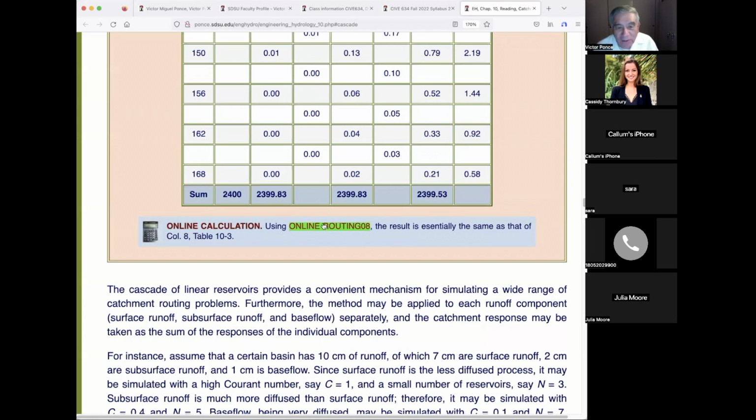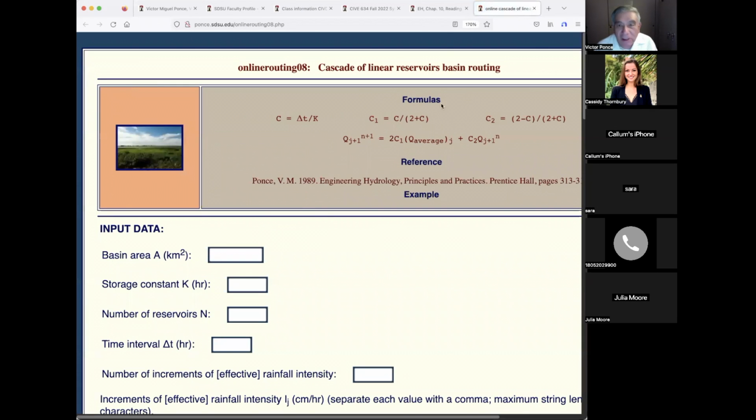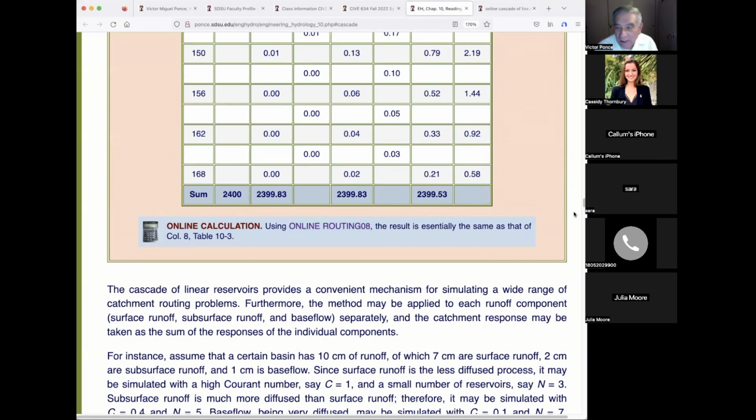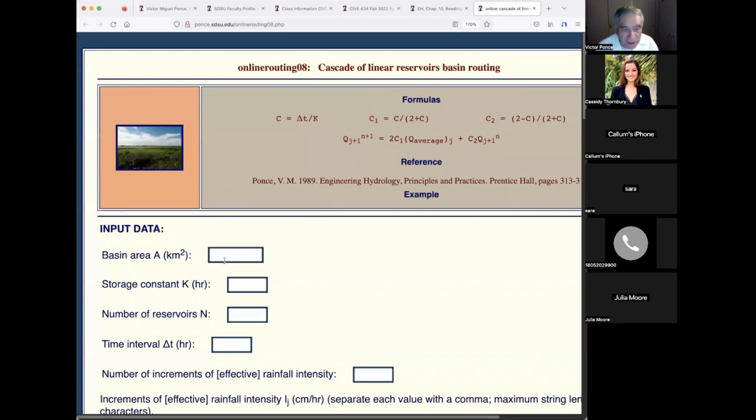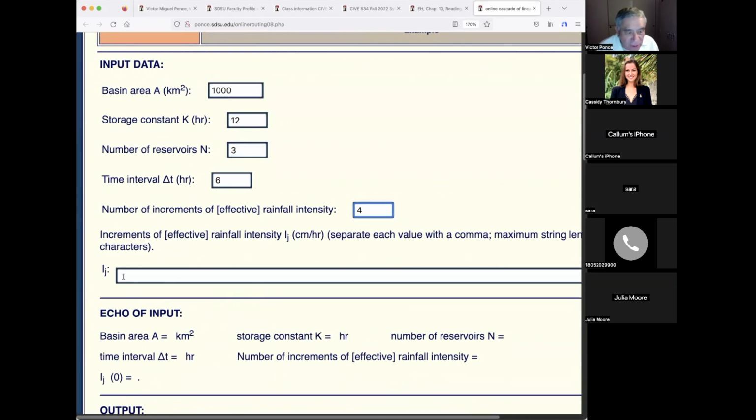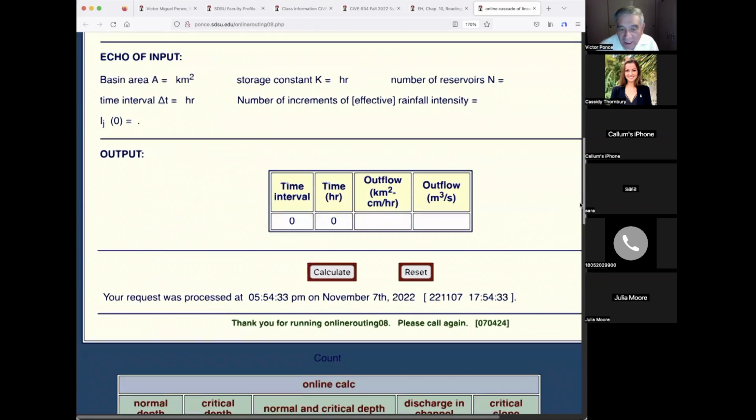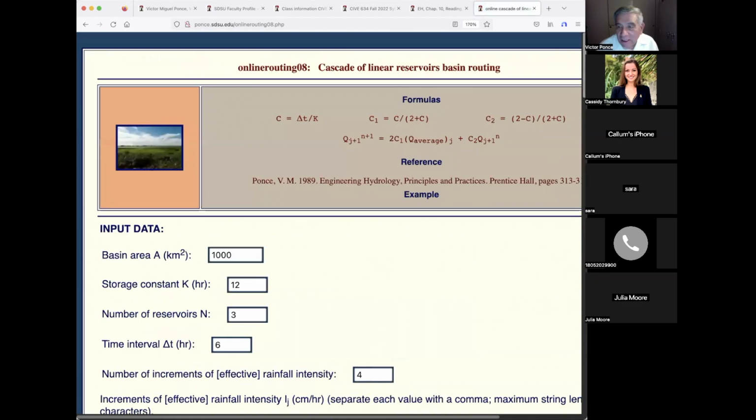Okay. And we have a calculation with the online routing. What is the basin area? Wait a second. The basin area is 1,000. Let me see. Oh, yeah. I did it this afternoon. I didn't want to. Okay. And in here, the storage constant is 12. And the number of reservoirs is 3, I believe. And the time interval is 6. And the number of increments of storage is 4. Right? And the increments of storage, I just have to kick it in here. That's it.